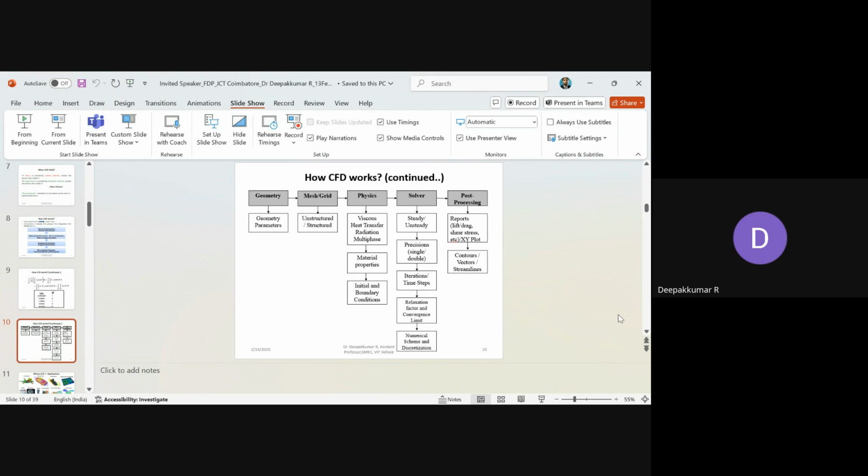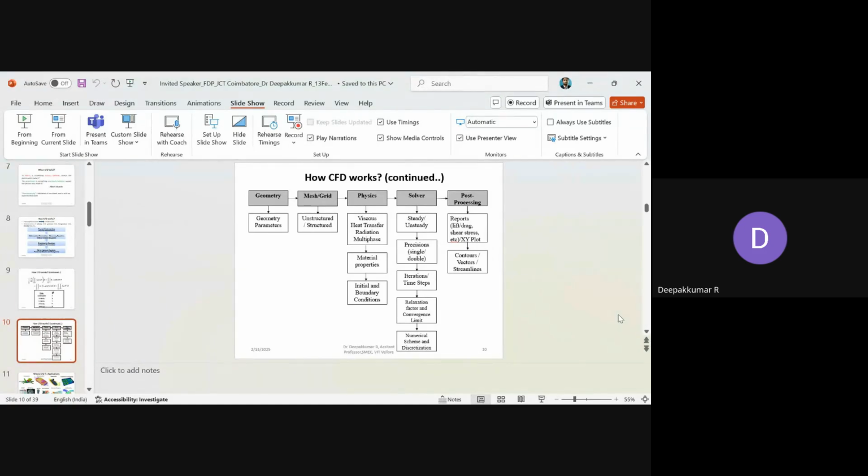First, you have to make a geometry. Which particular geometry are you focusing on? Say, for example, a system: the computational domain, you have to find which particular computational domain you are going to work with. The geometry may be regular or irregular, and it should be made into a mesh. It means you are going to slice the geometry into n number of pieces.